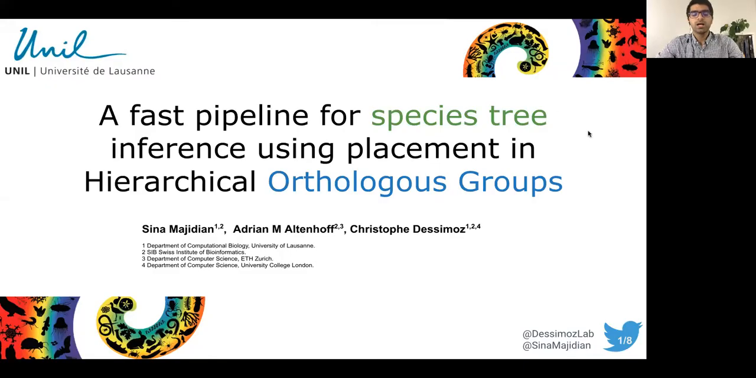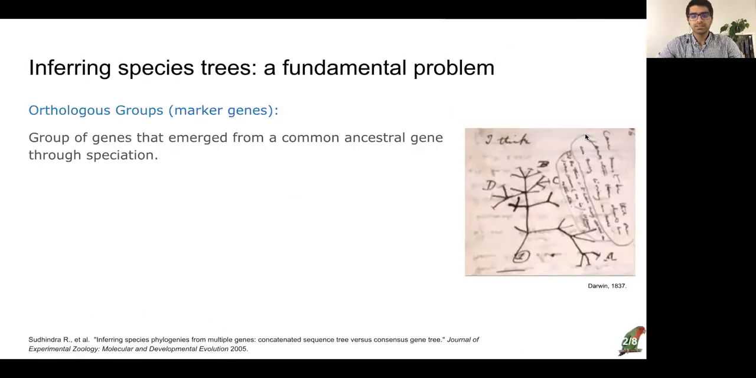Hello, everyone. I'm going to talk about a fast pipeline that we have developed for species tree inference using placement in hierarchical orthologous groups. Inferring a species tree is a fundamental problem which needs marker genes or orthologous groups. These are defined as groups of genes that emerge from a common ancestral gene through speciation.